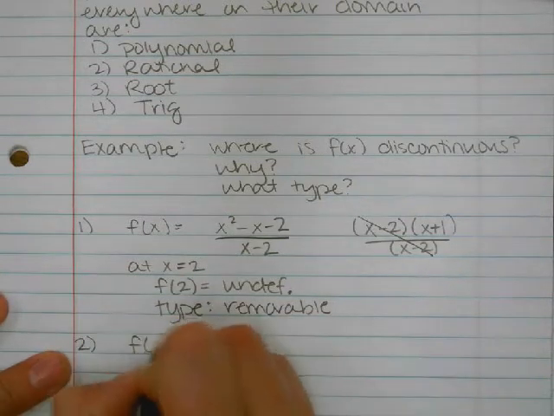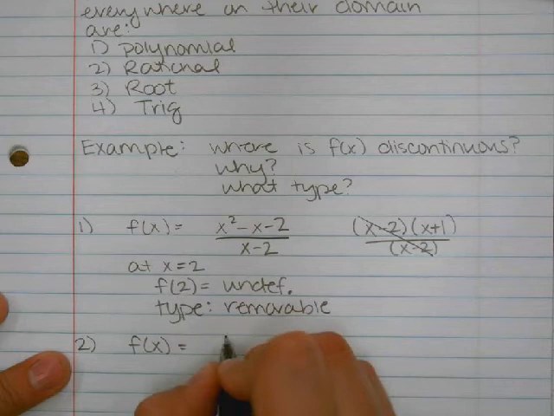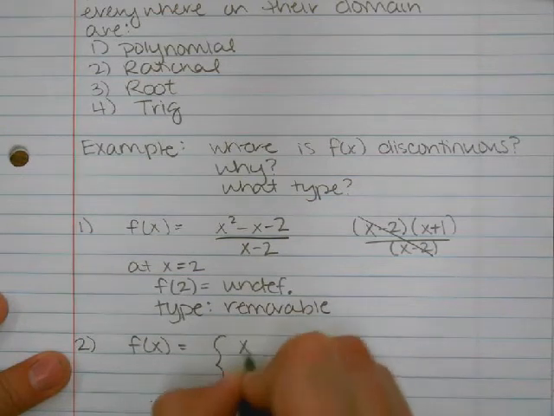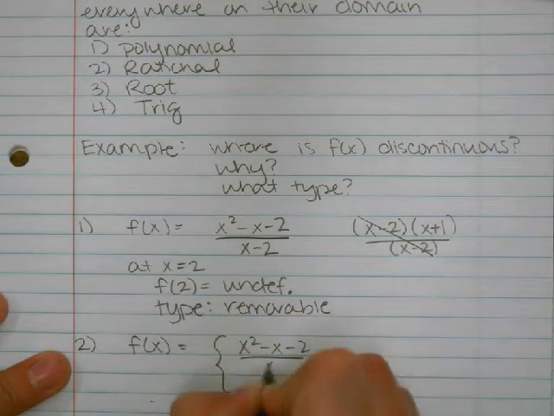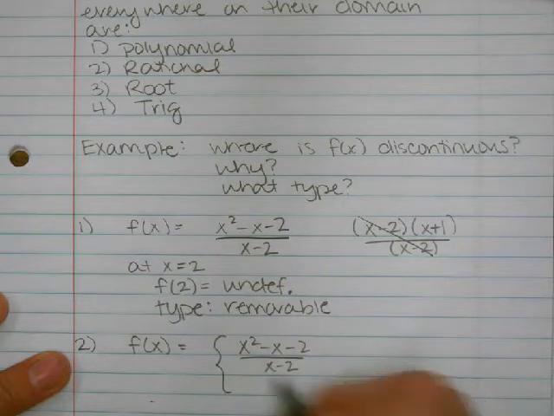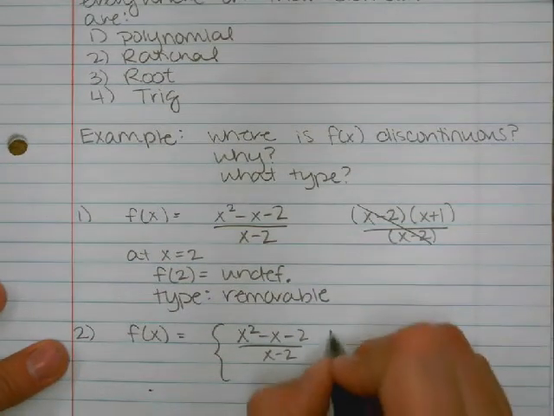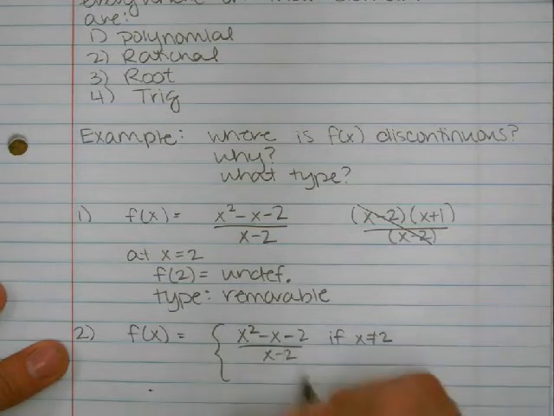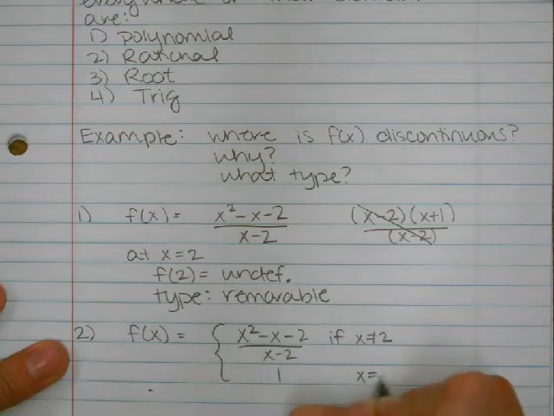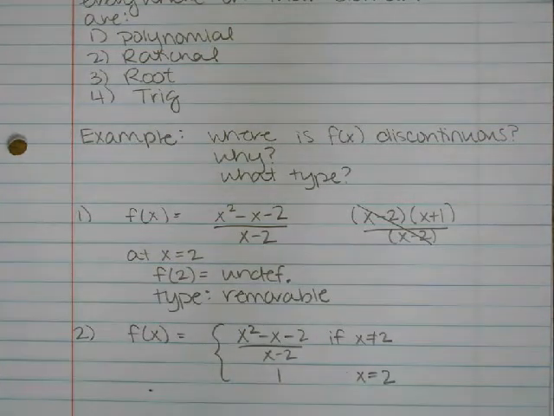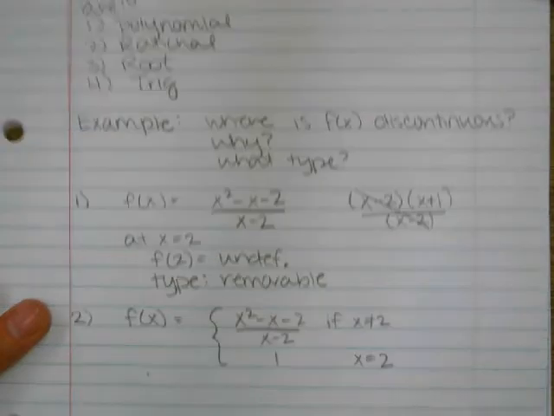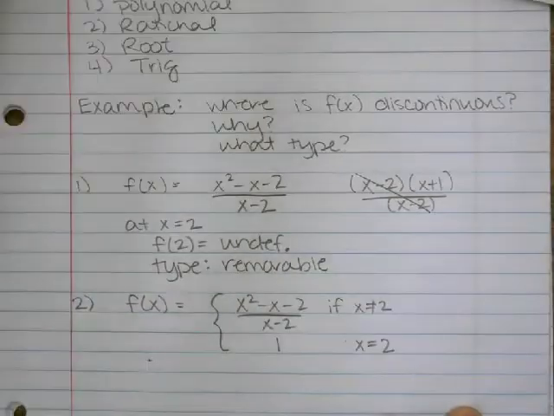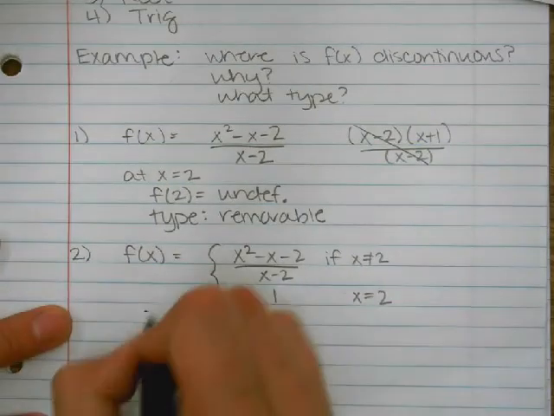All right, for this one, we're going to take a very similar function. We're going to start off with this one and make it a piecewise function, where most of the piecewise function is defined as this, but only if x does not equal 2, and then it's going to equal 1 if x does equal 2. Now for this one, again, I'm going to say that the discontinuity is at x equals 2, but for a different reason this time.